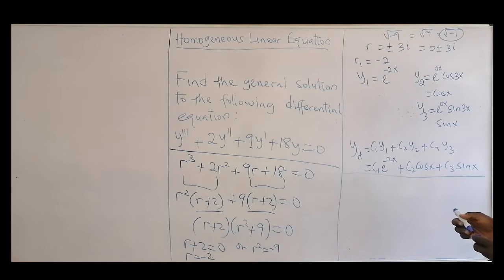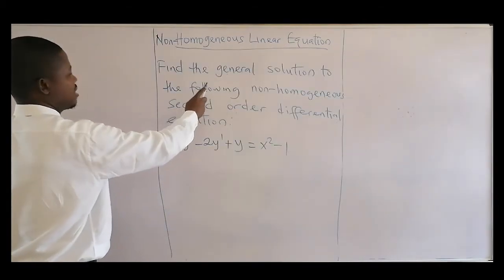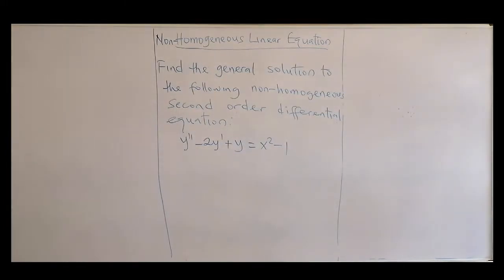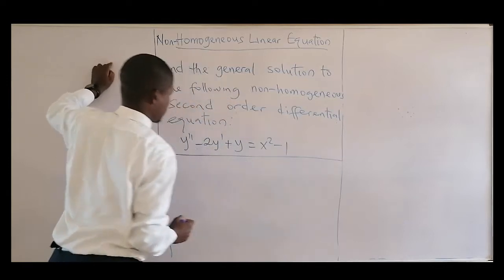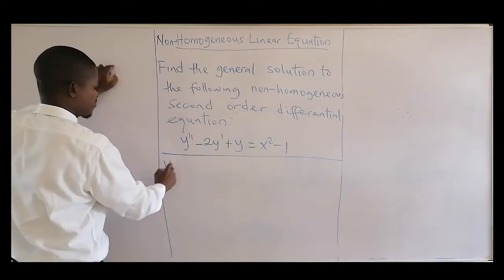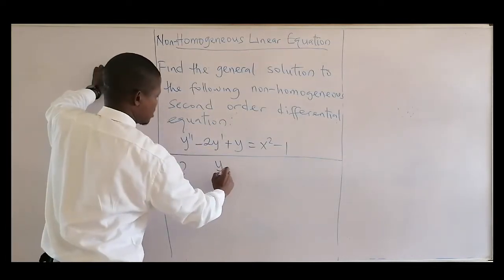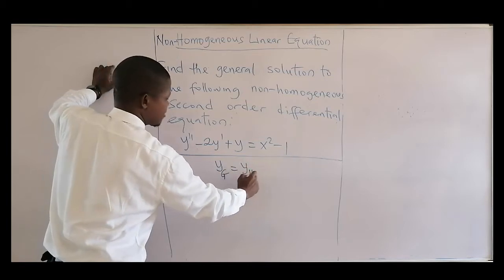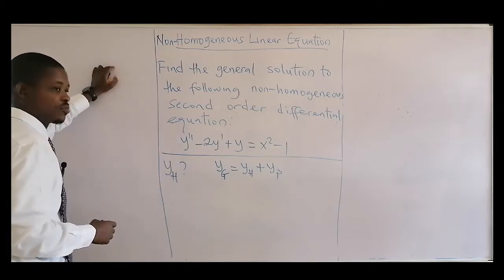That's the homogeneous one. Next, find the general solution to the following non-homogeneous second order differential equation. Okay, and we have the equation. The first part we do is to get the homogeneous part of the equation. Since it's not homogeneous, we need to have this value, and then we need to have the particular solution. So let's get the homogeneous part.